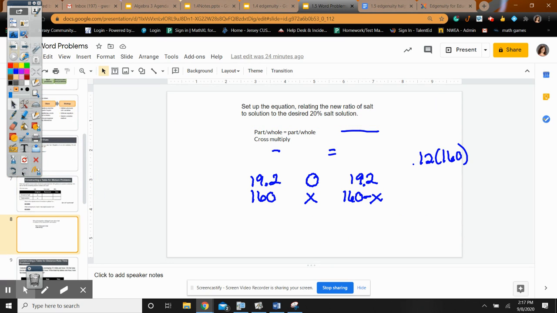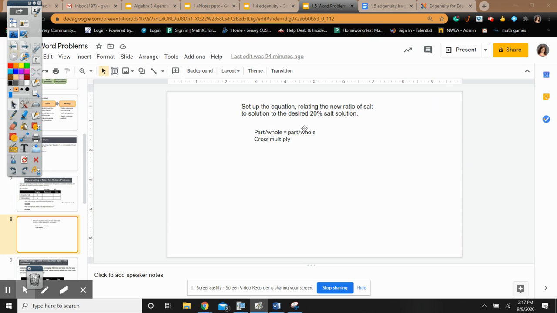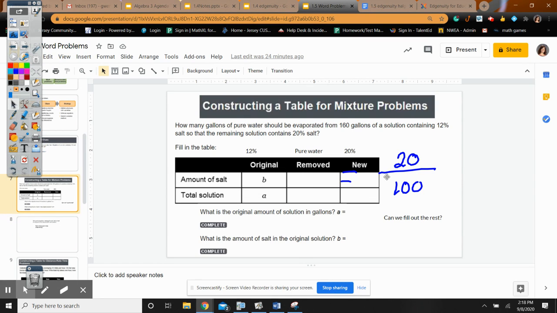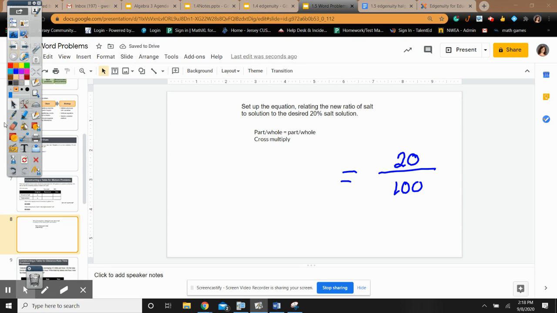And now we're going to try to solve it. So we are going to solve this to figure out the 20%. And the way we're going to do this is part over whole equals part over whole. So we're looking for 20 out of 100. That's 20%. And what I had here, and I'm going to have to go back, I had 19.2 over 160 minus X. So if I get this to be 20%, then I will know how many gallons I needed to take out. So we're going to go ahead and cross multiply.